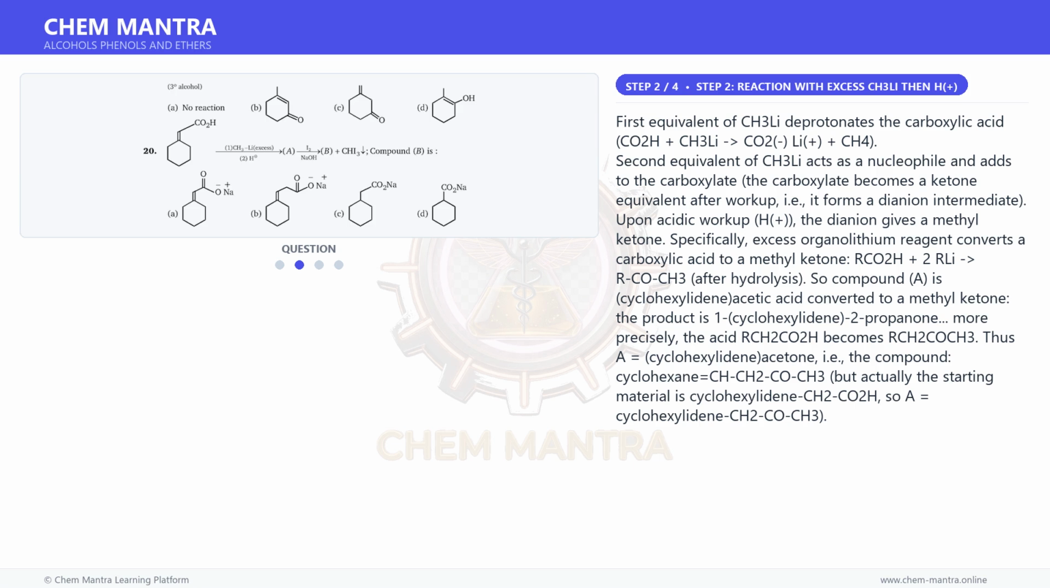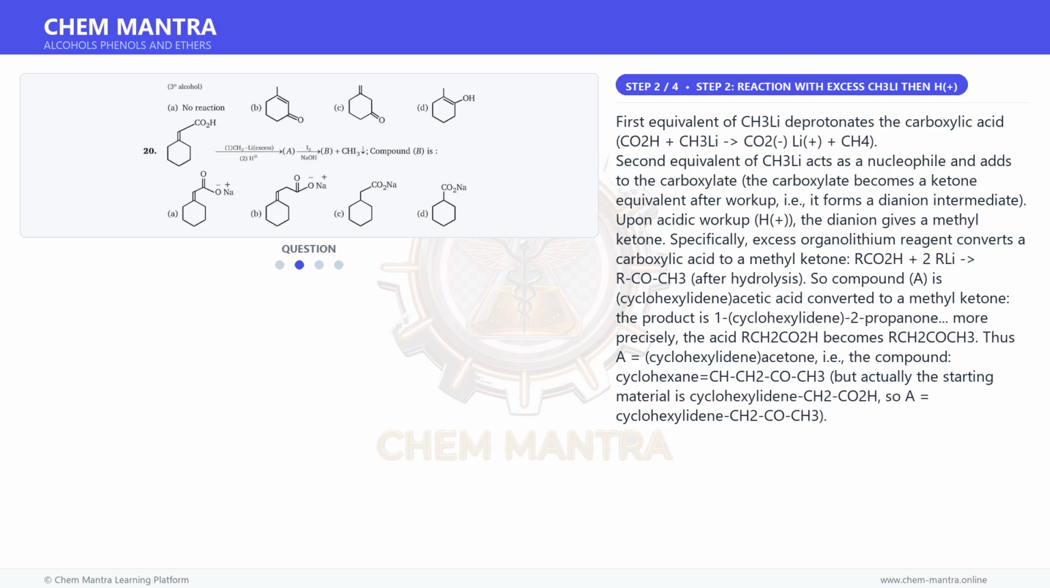Specifically, excess organolithium reagent converts a carboxylic acid to a methyl ketone: RCO2H plus 2 RLi gives R-CO-CH3 after hydrolysis. So compound A is cyclohexylidene acetic acid converted to a methyl ketone. The product is 1-cyclohexylidene-2-propanone. More precisely, the acid RCH2-CO2H becomes RCH2-CO-CH3.